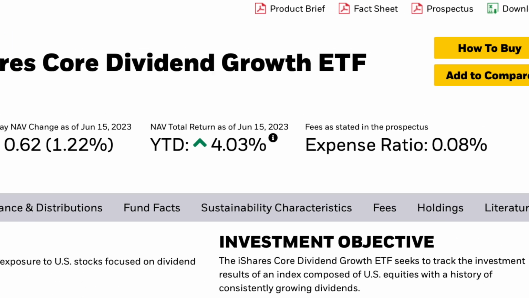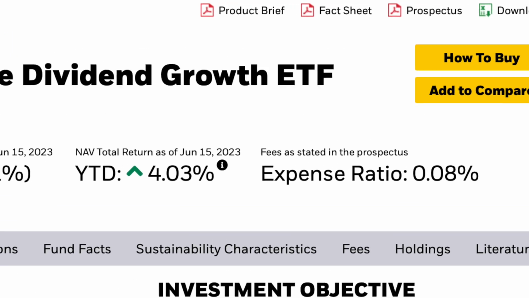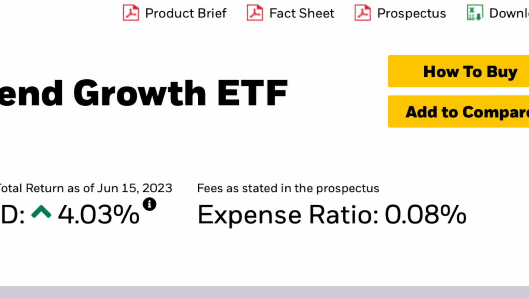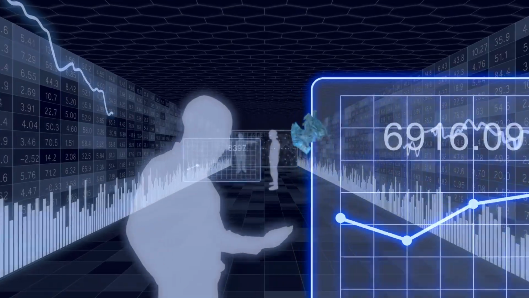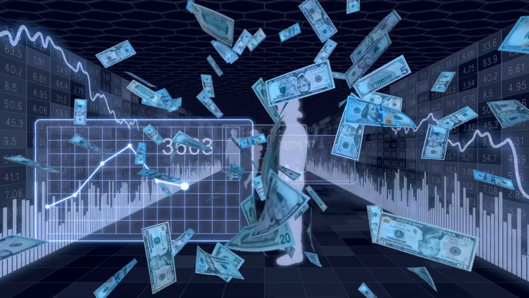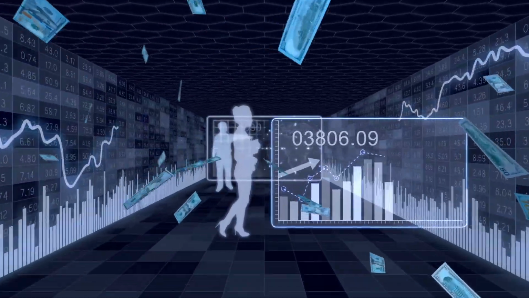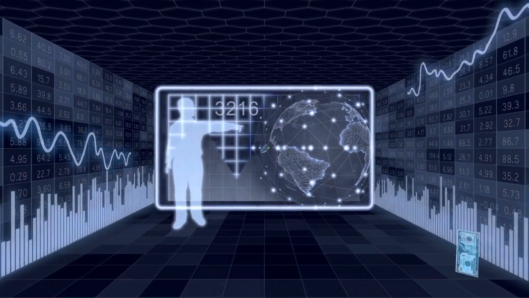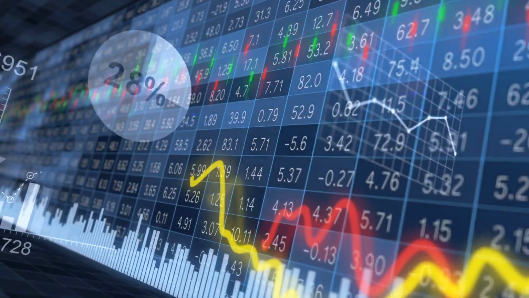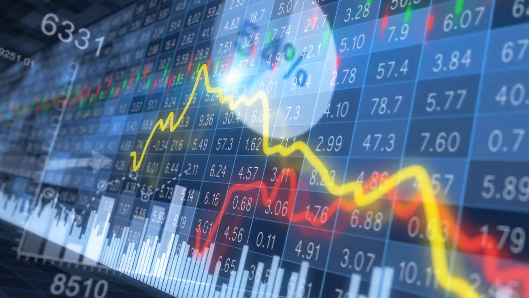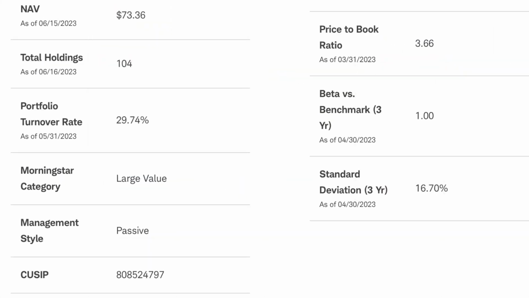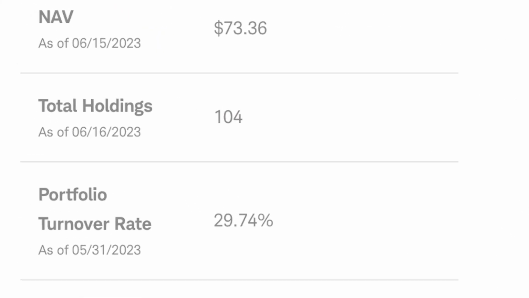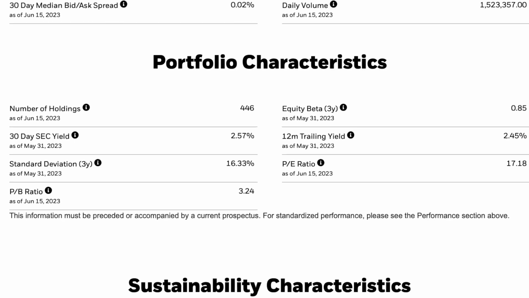While it may appear that DGRO's expense ratio is 25% larger than SCHD's, in dollar terms, the difference is marginal. For every $10,000 invested into SCHD, you will pay a fee of $6 per year, and $8 per year if you invested into DGRO instead. While both ETFs hold many of the same securities, this is where some of the differences between the funds begin. SCHD holds 104 unique securities, while DGRO holds 446.